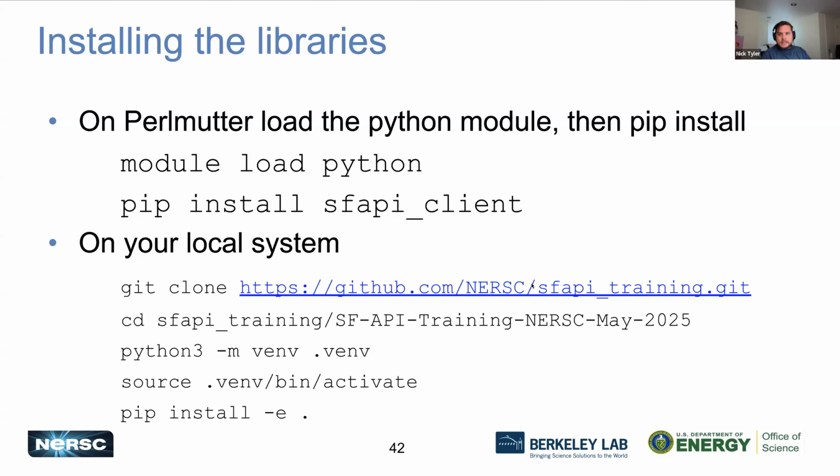The only extra thing that you need to do is install the client library. So if you're on Perlmutter, you would do module load python, then pip install the SFAPI client, or on your local system, you can do something like create a virtual environment. And then from that virtual environment, there's a pyproject.toml that will install all of the packages as well as some dependencies to get started.